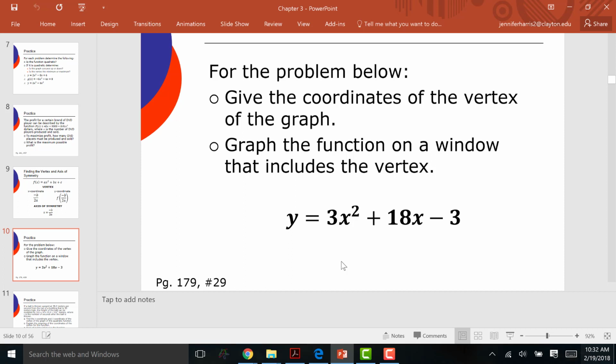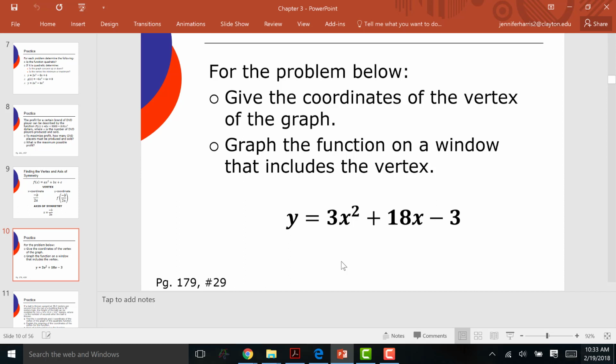What's the value of a? 3. So a is 3. What's the value of b? 18, positive 18. Whatever goes in front of 18 goes with it. If it was negative, it would be negative 18. What's c? Negative 3. So you've got a, b, and c. You have to know what a, b, and c are in order to do this part of the problem.